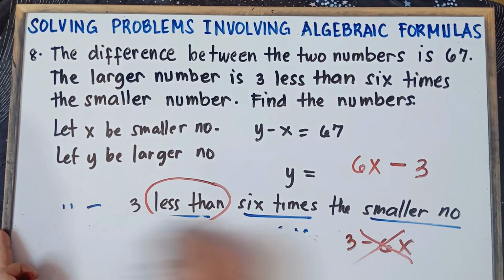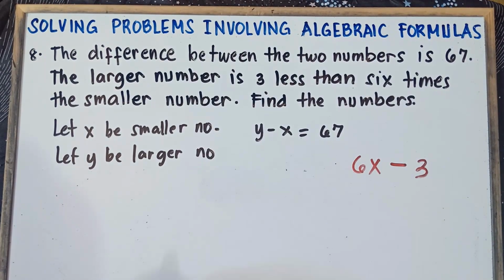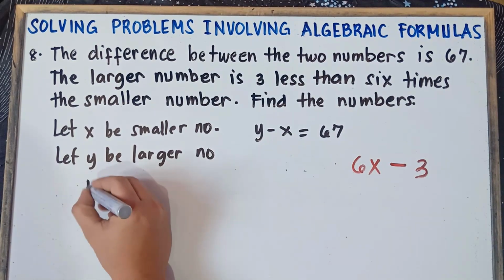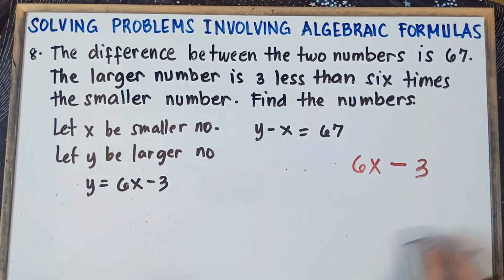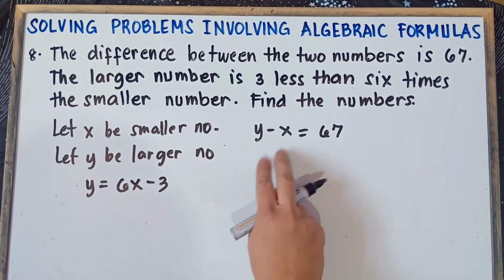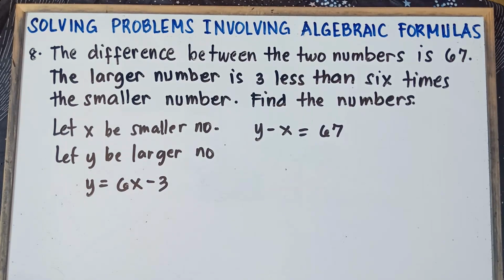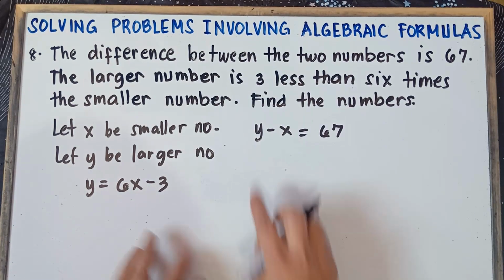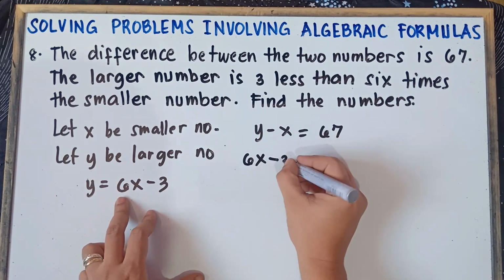Alright, so therefore, the larger number, once again, the larger number, that would be y is equal to 6x minus 3. And then we simply substitute the value of y in this equation for us to get the value of x. So simply substitute the value of y. So y is equal to 6x minus 3.